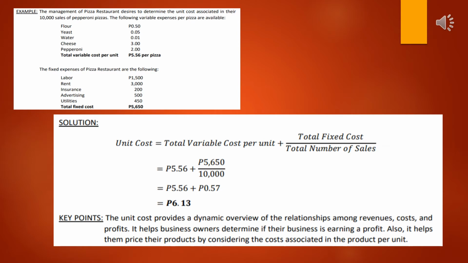Now given naman yung total fixed cost natin, which is 5,650, and if you are asking saan nakuha itong 10,000, it's above in the problem. So in the problem, they have 10,000 sales of pepperoni pizzas. Therefore, 5,650 pesos divided by the total sales, the 10,000. Therefore, you could get your fixed cost per unit. Therefore, the fixed cost per unit is 0.57 pesos. So you have to add the variable and the fixed cost to get your unit cost. This and that is 6.13 pesos.